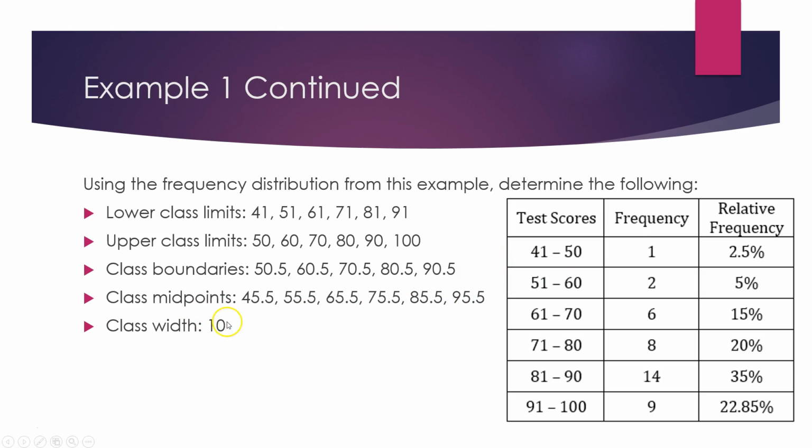Finally, the class width. This is kind of what I consider to be the magic number. And the class width, a lot of times people would say is 9, but that's not correct. The class width is actually the start of one to the start of the next class. So the class width here is going to be 10. So 41 to 51 is 10, 51 to 61 is 10, and I say it's the magic number because it's also the amount that each of these above skip by.